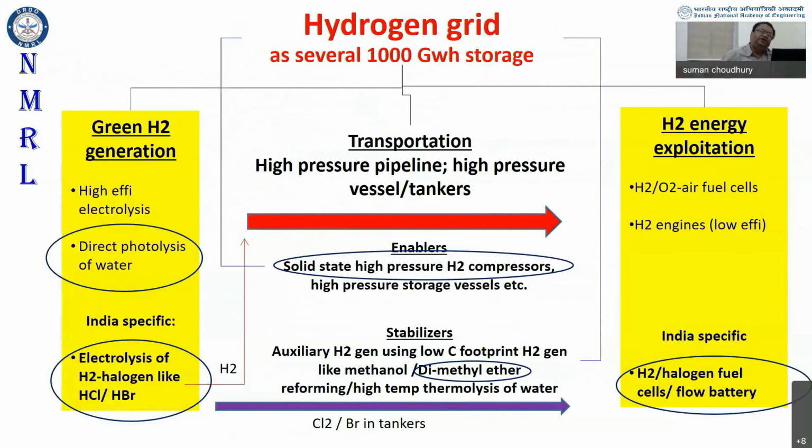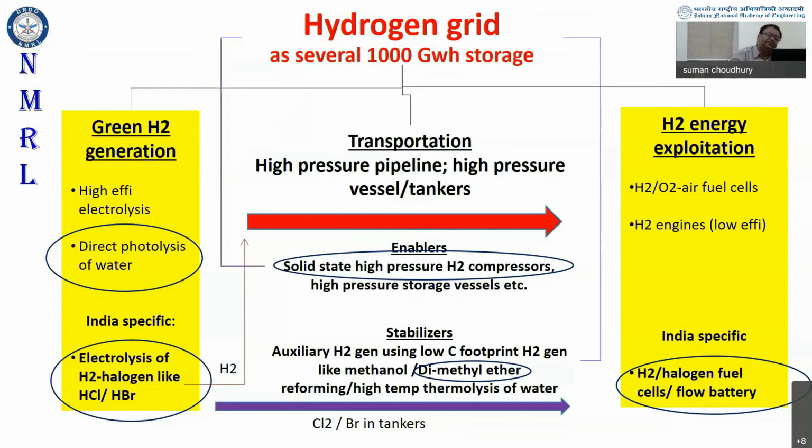Efficiency is the primary key for hydrogen generation because you have to save the hard-earned solar energy. And competing technologies like direct photolysis also need to be considered. And for India specifically, I will elaborate later why hydrogen halogen systems are very, very useful. And for transportation, you need high pressure hydrogen compressors, solid state compressors, not normal compressors. For example, for defense purposes, for underwater use, we have developed an electrical compressor up to 300 bar. And it consumes electricity almost similar to its thermodynamic calculation value. It is so very efficient.